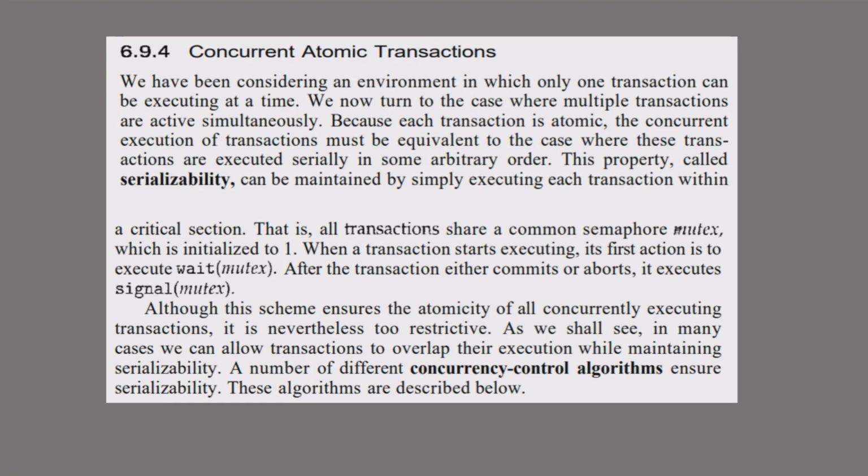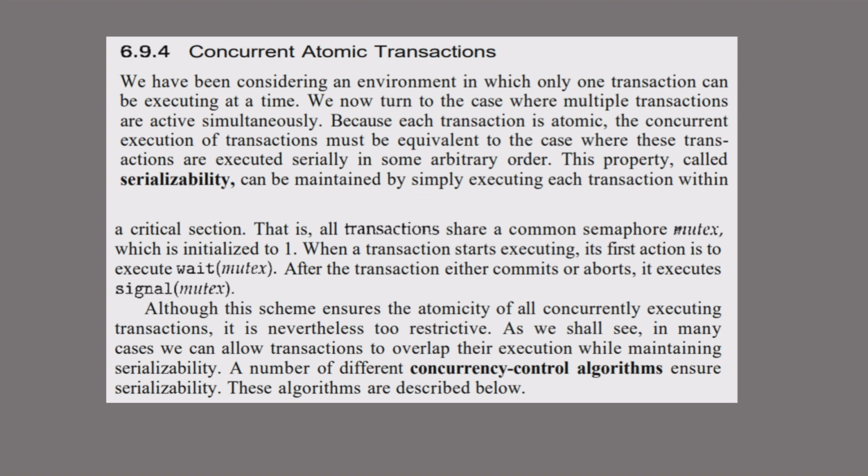Atomic transactions. We have been considering an environment in which only one transaction can be executing at a time. We now turn to the case where multiple transactions are active simultaneously. Because each transaction is atomic, the concurrent execution of transactions must be equivalent to the case where these transactions are executed serially in some arbitrary order. This property, called serializability, can be maintained by simply executing each transaction within a critical section.